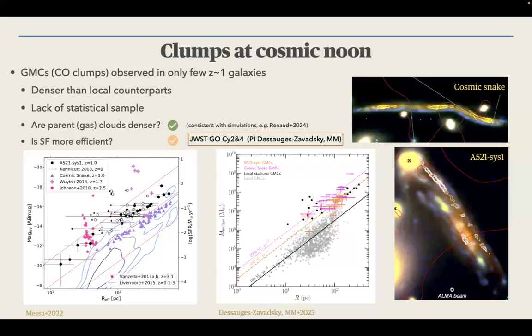Luckily, there is a James Webb program about this galaxy that will help us at least try to better constrain this conversion, so the efficiency of converting gas into stars in this galaxy. But here the problem is that we really need a larger sample that is currently lacking, and it's very difficult to gather in terms of data.